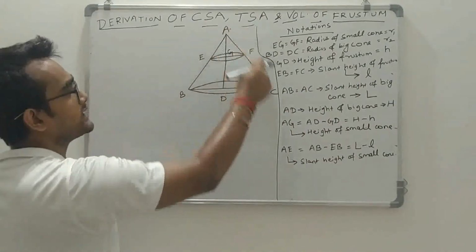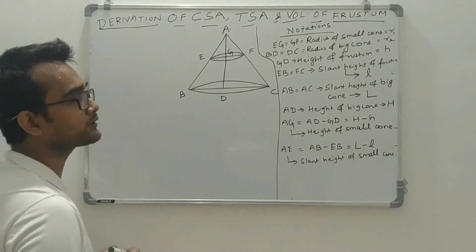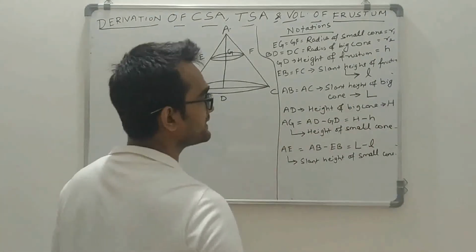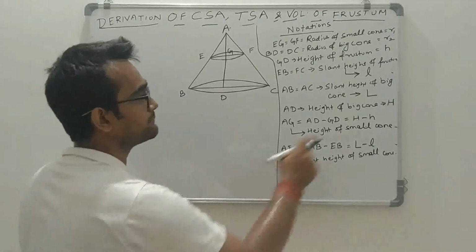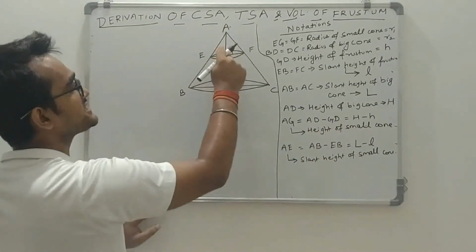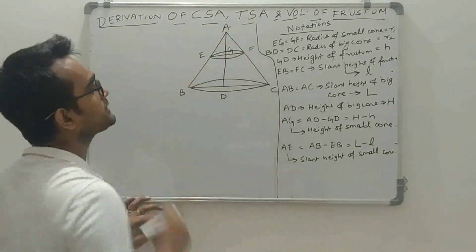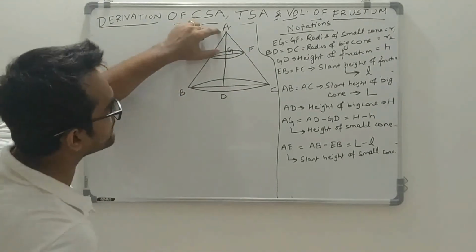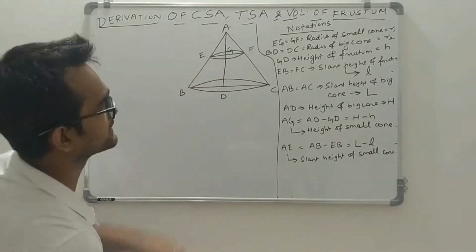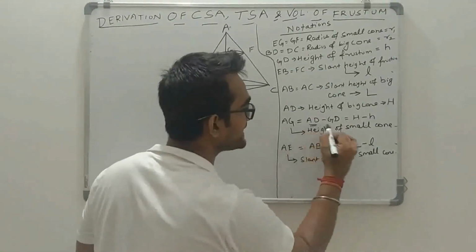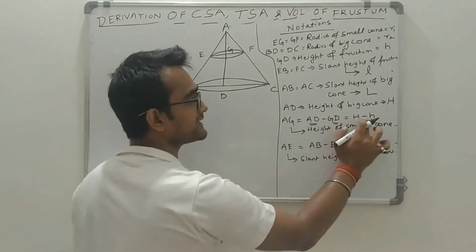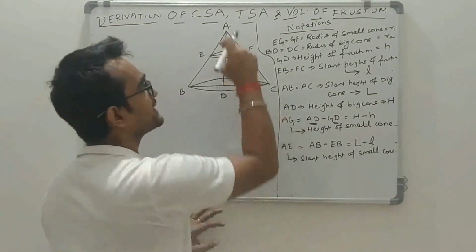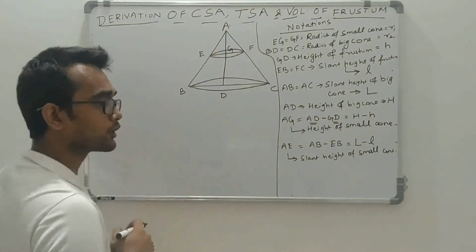AB equal to AC is the slant height of the big cone, which is designated by the symbol capital L. AD is the height of the big cone, which is designated by the symbol H. AG is the height of the small cone, and AG can be calculated by AD minus GD. By inserting the symbols of AD and GD from above, we got AG as capital H minus small h. And what is AG? AG is the height of the small cone.